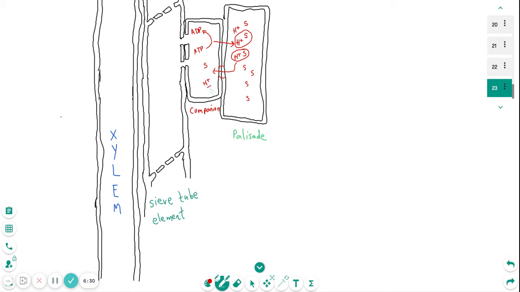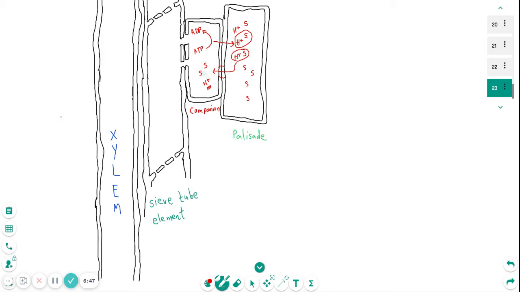And this hydrogen ion here is now ready to be pumped back out again, so they can maintain a concentration gradient. If all the hydrogen ions eventually diffuse in, you'd get equilibrium. So energy is needed to maintain this concentration gradient.